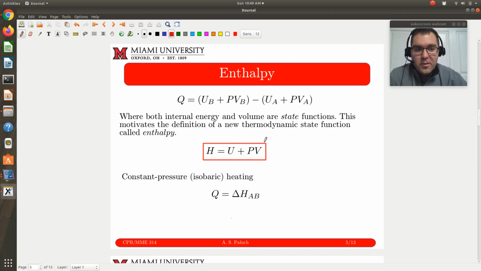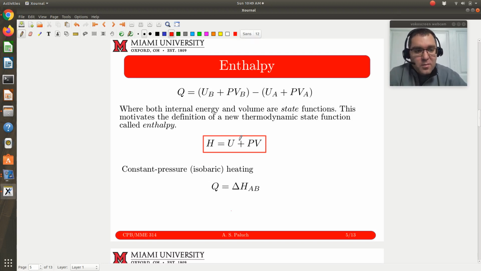So it's not a fundamental property like internal energy. U is a fundamental quantity in thermodynamics. H is a convenience function, introduced for convenience because this term U plus PV appears so often. So we define this new quantity enthalpy as being U plus PV. And so for our constant pressure process, we can then rewrite our first law balance as Q is equal to delta H, where again, H is defined as U plus PV.